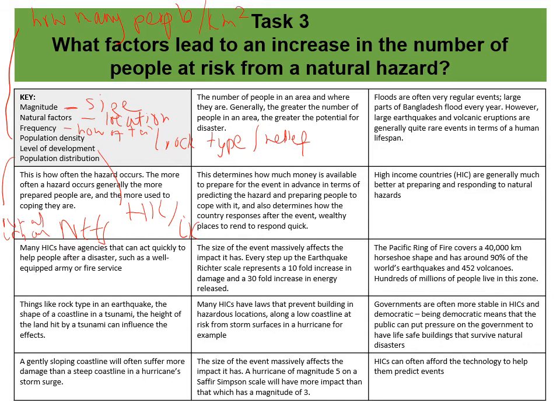So once you've annotated your key with that information, I would like you to go through and categorize these statements under the correct example. So I'm going to just do one with you together. I'm just going to pick a random one. High income countries are generally much better at preparing and responding to natural hazards. So this links into the levels of development.